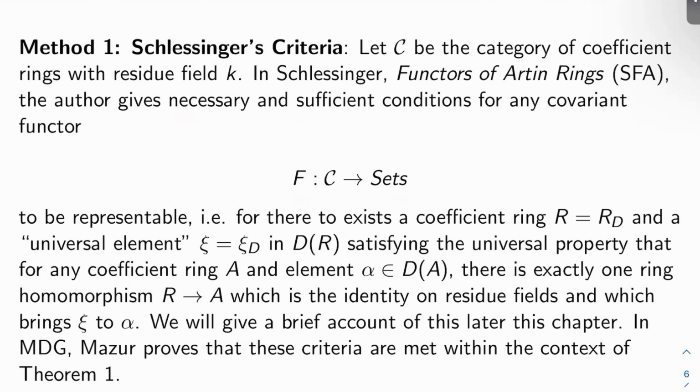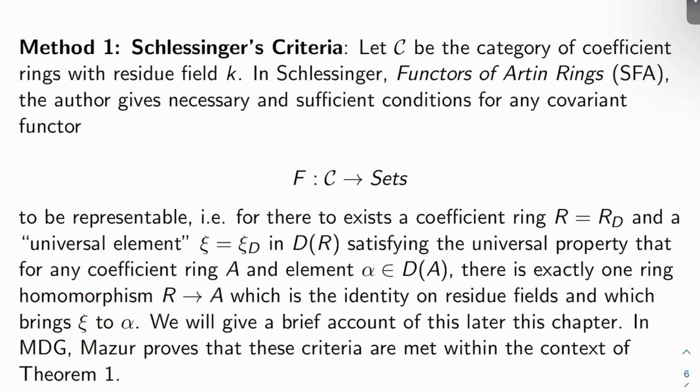That is, for there to exist a coefficient ring R equals R sub D and a universal element, we call it C equals C sub D in D of R, satisfying the universal property that for any coefficient ring A and any element alpha in D of A, so this functor output, there is exactly one ring homomorphism R to A, which is the identity on residue fields, and which sends the universal element C to alpha. So in other words, you have representability.